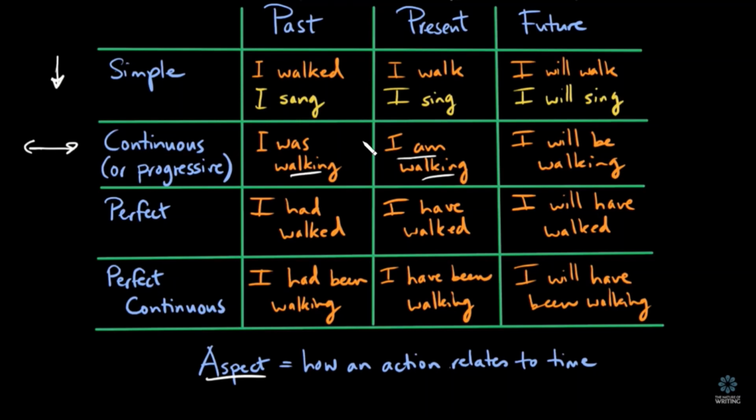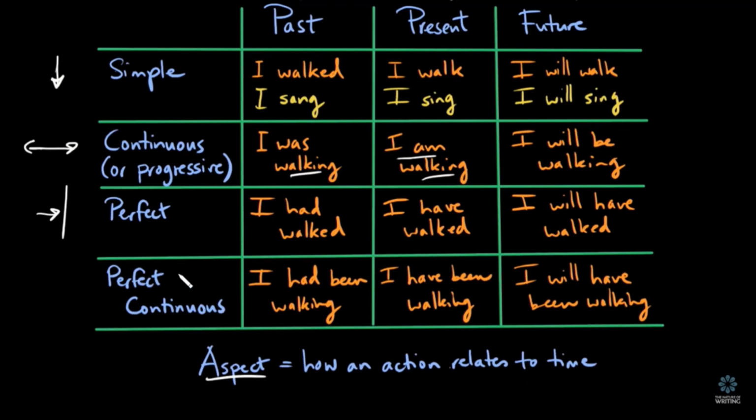The perfect is something that happened in the past and was completed. It's something that was completed and has an endpoint. I shouldn't say in the past because it can also be happening now or in the future. So it's a completed action that happens in different tenses. You can say I had walked, I have walked, or I will have walked.